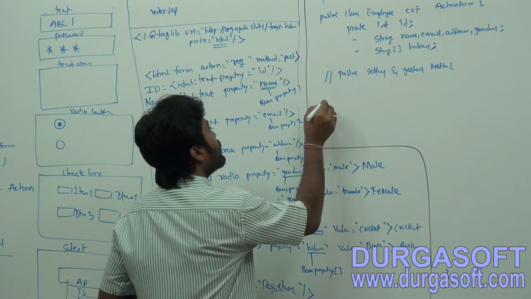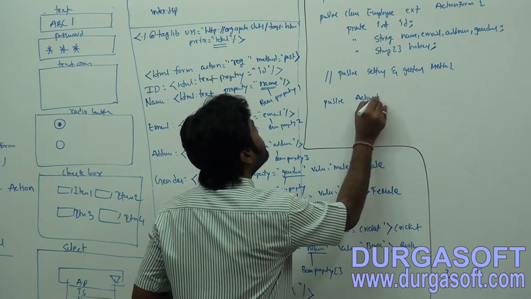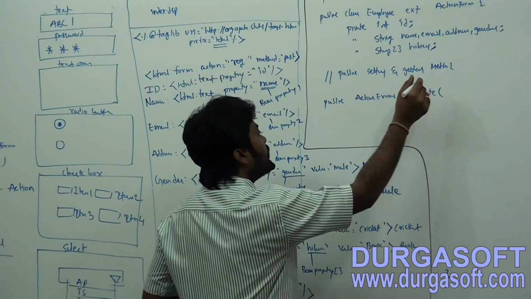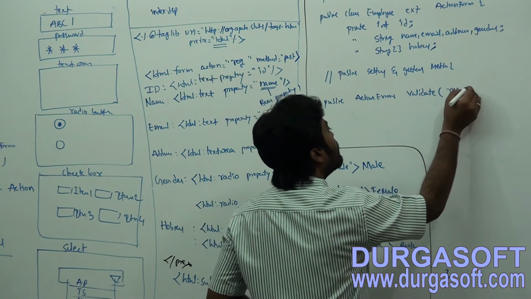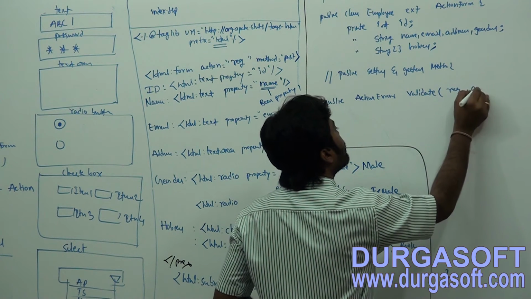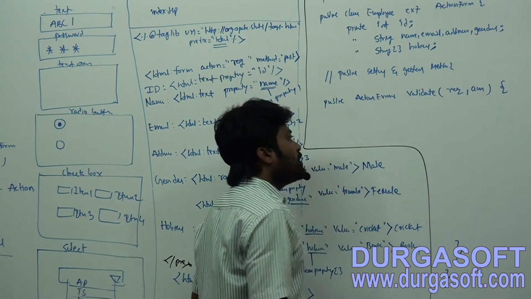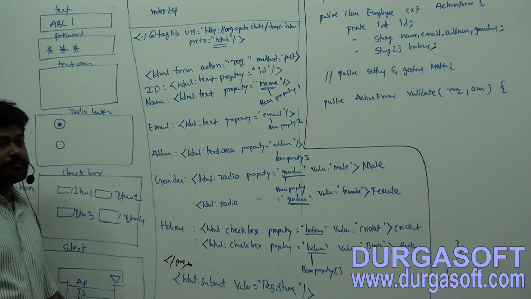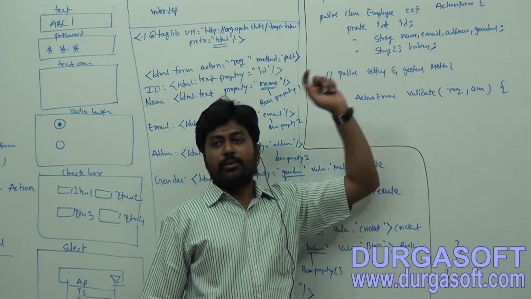And to provide validation support, they have given one method, public ActionErrors validate, with input parameters HttpServletRequest and one parameter ActionMapping. And this validate method you can use for applying validations for your input fields. So how many input fields do we have here? ID, name, email, address, gender and hobbies.